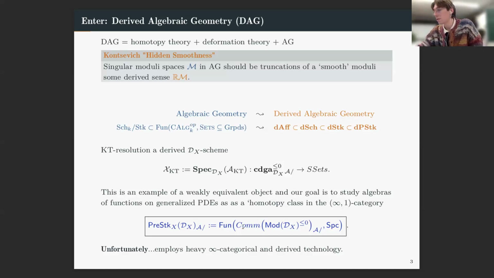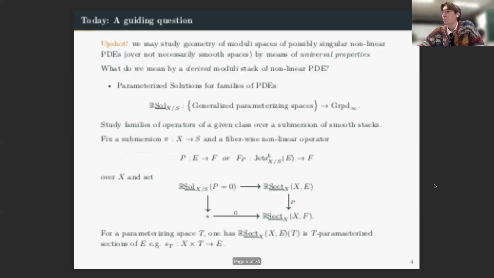So again, I say here, unfortunately, it employs some heavy infinity categorical technology. So I'll try to sweep this under the rug as much as possible today, and just to emphasize what are the real big main differences from the classical PDE geometry we know, and maybe try to pinpoint some of it. It's not just about enhancing the objects and finding new ones, it's about maybe using these homotopical techniques to learn things about the objects we already know and work with.